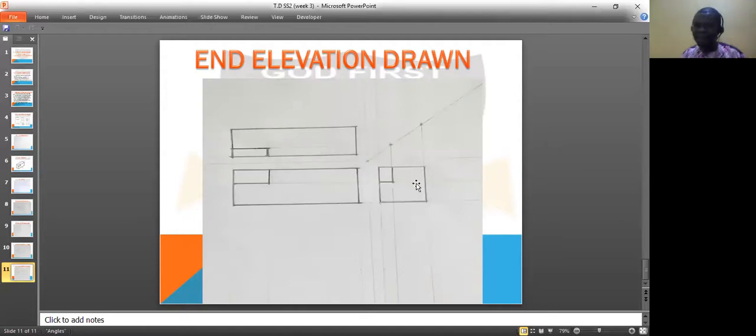So remember, whenever you are doing drawing, light or faint lines are used where light lines should be used. Where you need the thick or bold lines, you use the thick or bold lines.